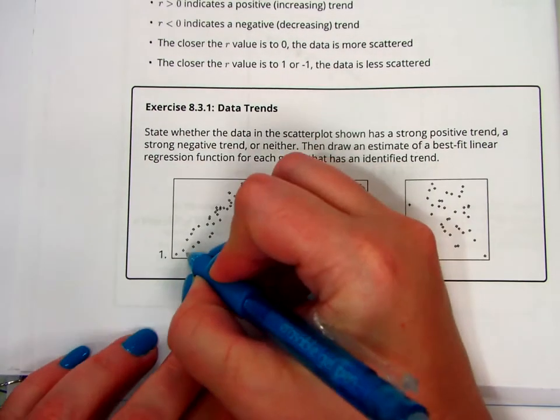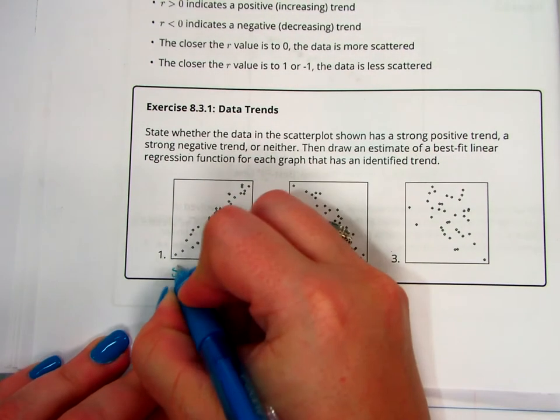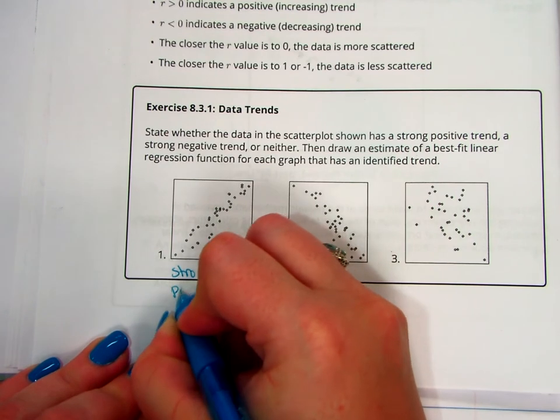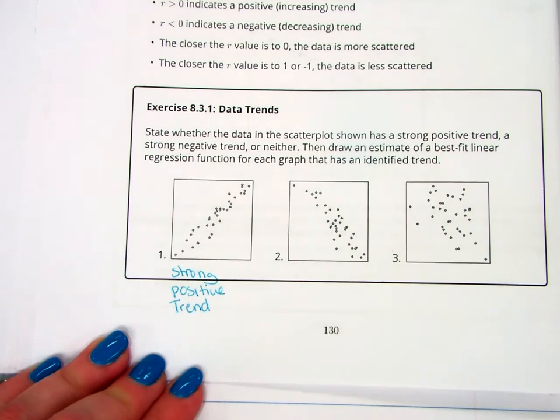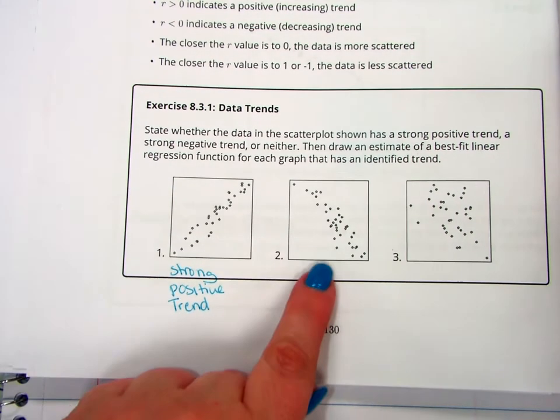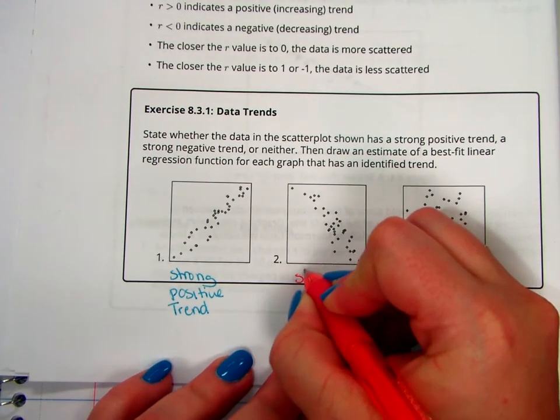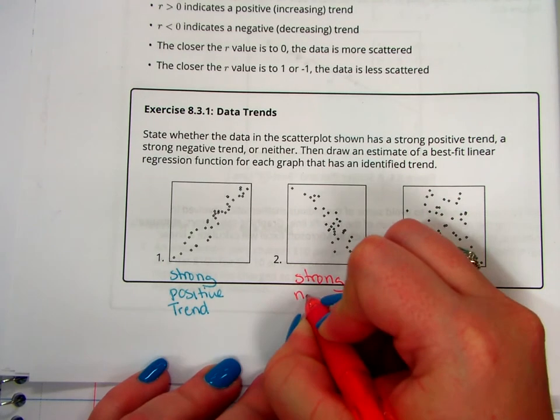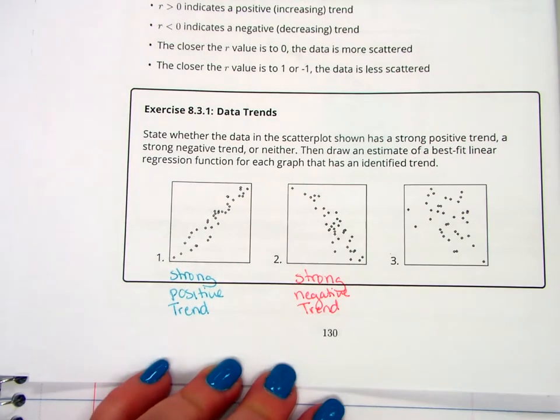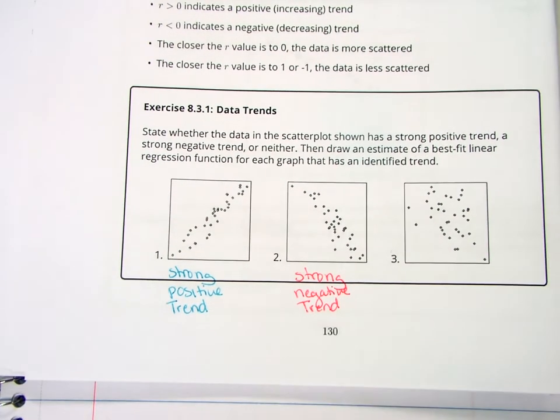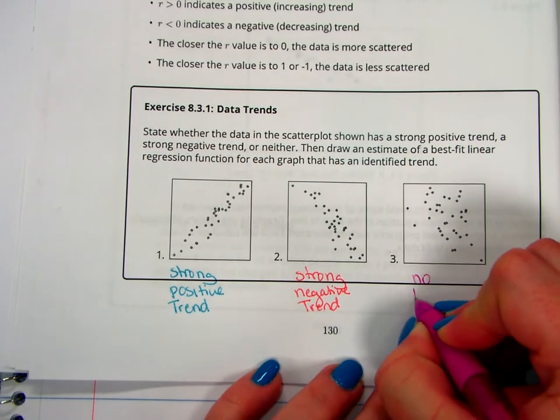Okay? So when we look at this data on exercise 8.3.1 and we look at our data trends, we can see in the first one, you can tell all the dots seem to go in this uphill fashion. So that is going to be a strong positive trend. Okay? When I look at the second one, I can see my data appears to go downhill. So this is going to be a strong negative trend. And then when I look here at this one, my data is really scattered all over the place. So this one we would say no trend.